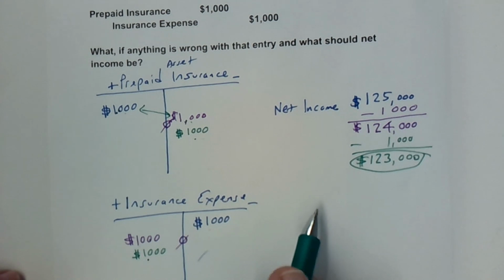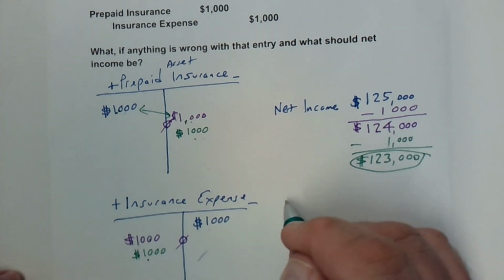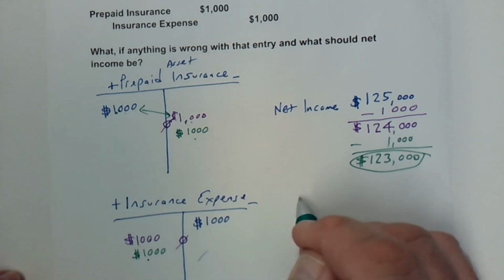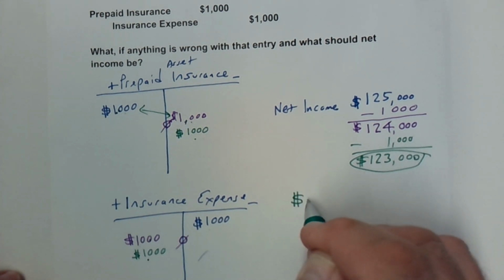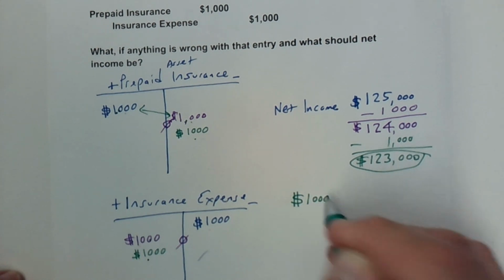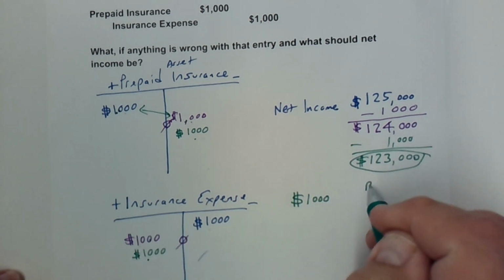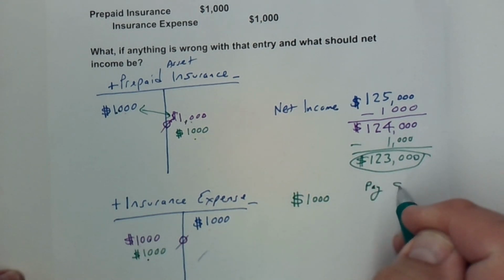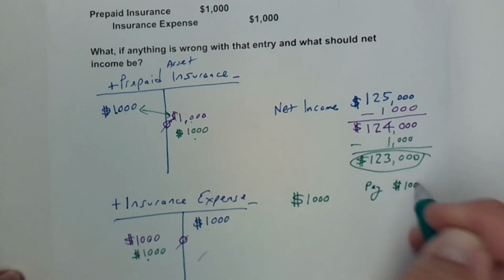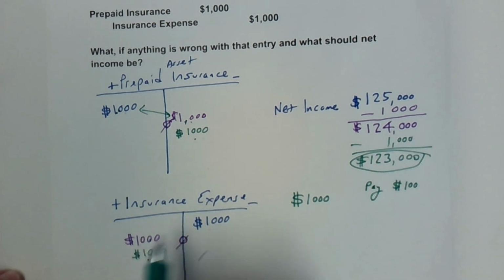Now, you might be saying, I'm still a little bit confused. Well, let's try and do it super simple here. Let's just pretend you have a checking account and the balance in your checking account is $1,000. And let's say you pay a bill. You pay your bill and the bill was $100. So you write a check for $100 and pay that bill.